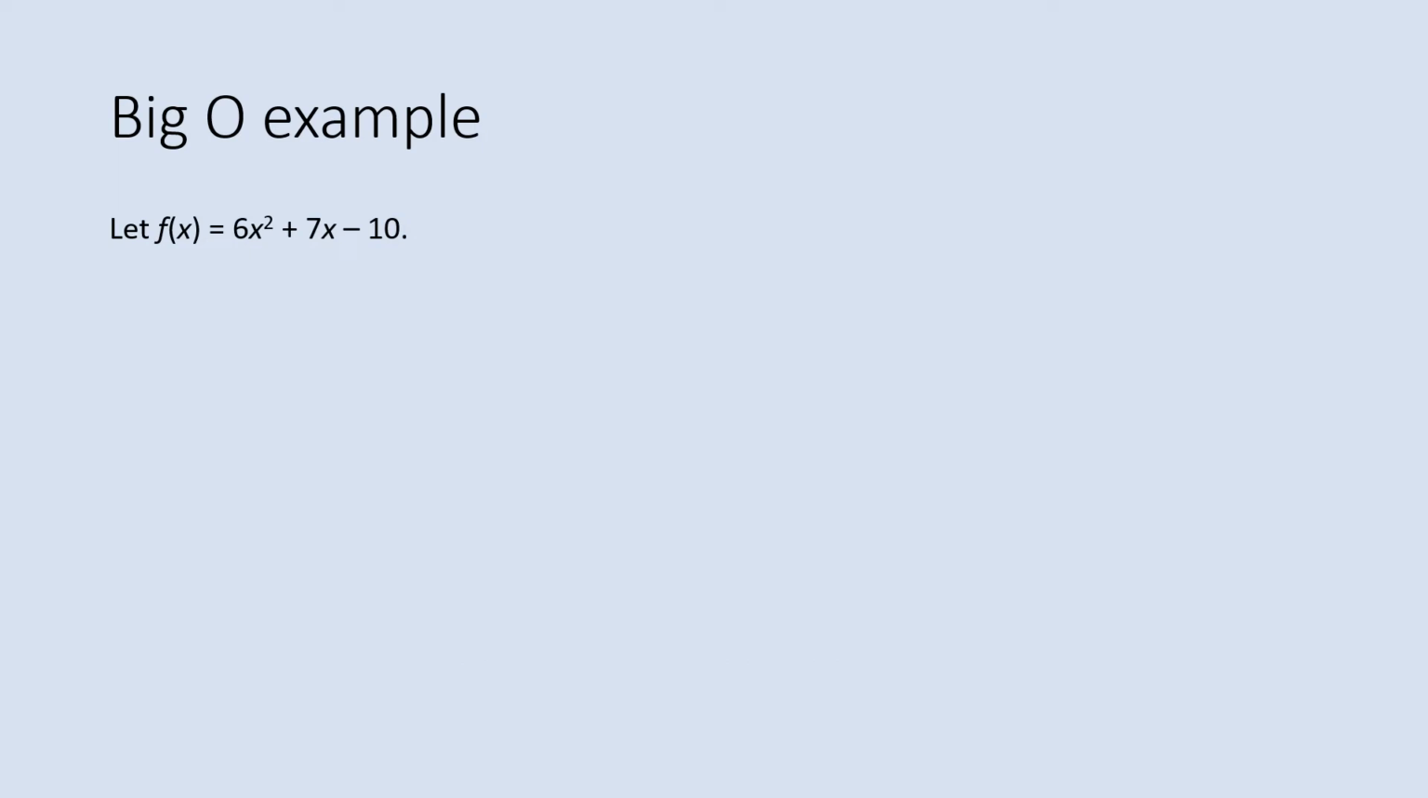And so if we let f of x be the function 6x squared plus 7x minus 10, we're going to show that f of x is big O of x squared. And so to show that f of x is big O of x squared, we need to find an m and an x naught. Now, we don't necessarily have to find the best m and x naught. We just have to find examples, a particular m and a corresponding particular x naught.